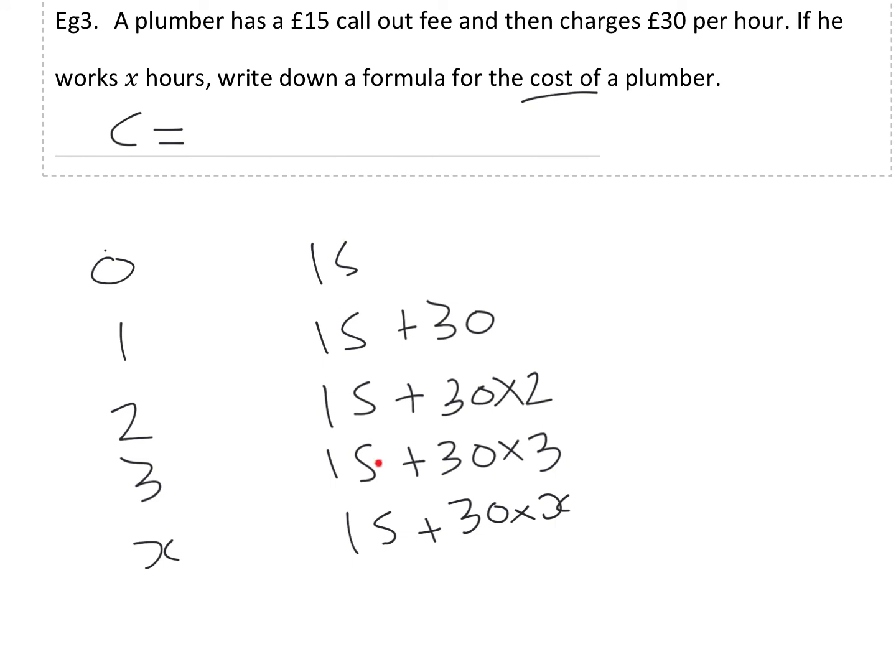And this, what I'm writing down here, is the cost. It's what C is equal to. So for 2 hours, for 3 hours, for X hours. So the cost for X hours work would be 15 plus 30 times the number of hours. And 30 times X, we should write that in a shorter way. We'll write that as 30X.